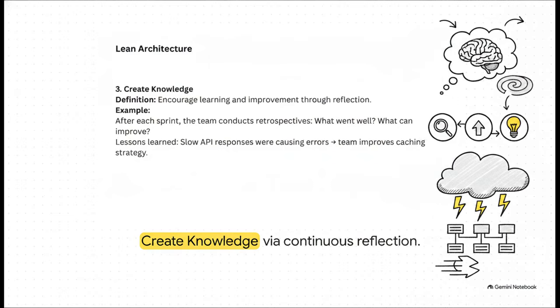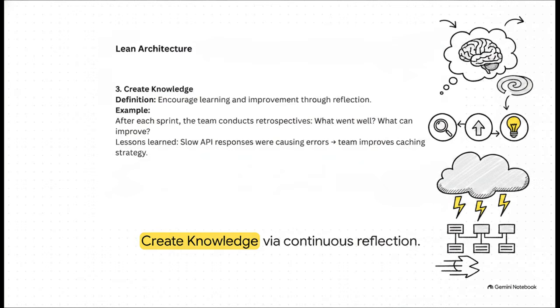Next up, Principle 3, create knowledge. Let's be real, software development is a massive learning process, and Lean pushes us to reflect and improve constantly. We create knowledge by actually taking sprint retrospectives seriously. You sit down as a team and ask, what hit the mark? What missed? It's about turning those hard-learned lessons into immediate action.